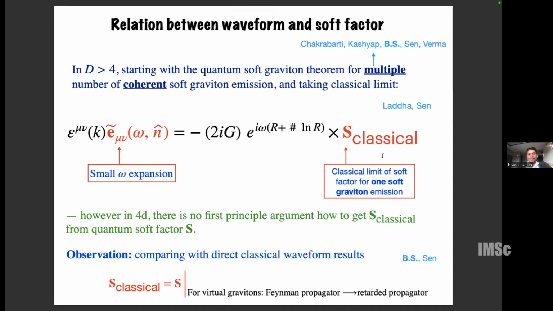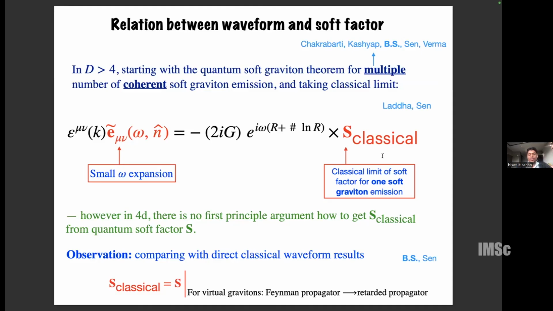Very nice, but this works only in d greater than 4. In 4D, due to the infrared divergence issues I mentioned earlier, this whole derivation breaks down, and it is also not clear how to find this S classical knowing the quantum soft factor in 4 space-time dimensions. However, we can independently compute this gravitational waveform by setting up this classical event and then try to see which parts of this quantum soft factor, through this relation, contribute classically.